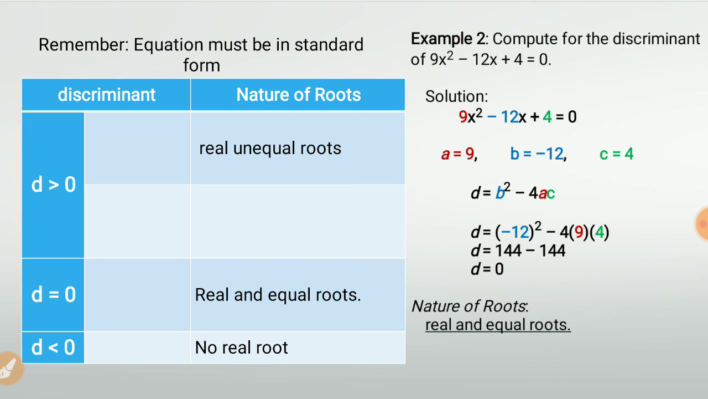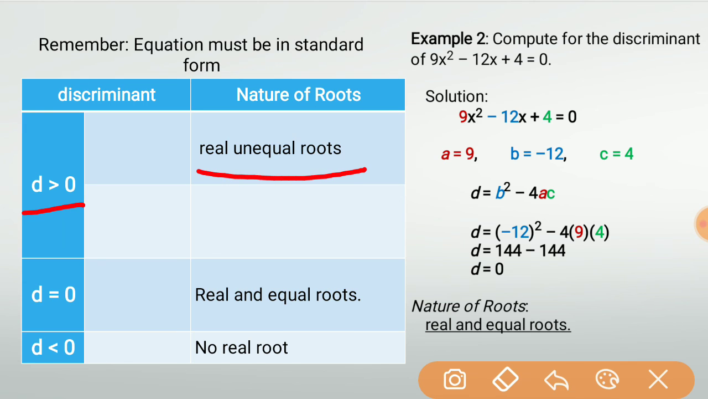So this is your table where there are three conditions. If your D is greater than 0, then the nature is real and unequal. If your D is equal to 0, then the nature of the equation is real and equal. If your D is less than 0, then the nature is no real root. The equation will have no real root. So these are the three natures of the root in any quadratic equation. You need to remember this table and these three natures of root.